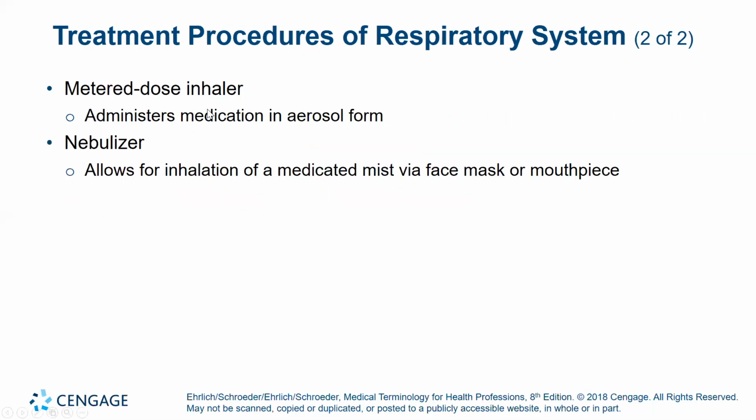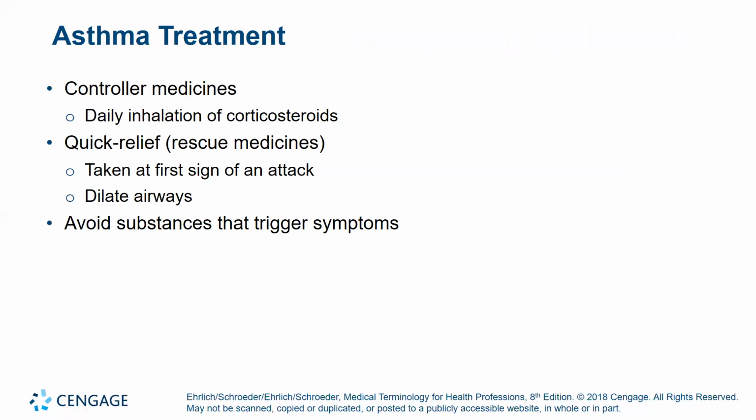A metered dose inhaler administers medication in aerosol form. We have a nebulizer. This allows for inhalation of medicated mist. This is via face mask or mouthpiece, where they put the nebulizer on you. Asthma treatment. Controller medicines, can be controlled with medicines, quick relief, and they say avoid substances that trigger the symptoms, obviously, if you have asthma.